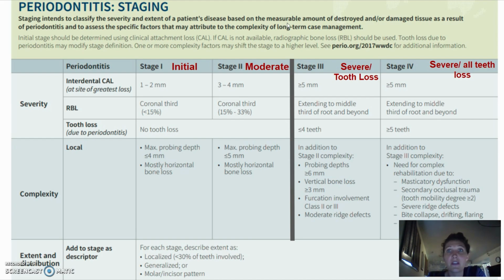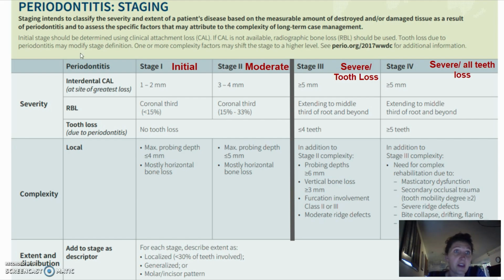So I won't go through this too much more, but the second part of this says, the initial stage should be determined using clinical attachment loss. Now I might make a note here and maybe put an addition that says determining interdental clinical attachment loss instead of just clinical attachment loss, because a lot of times we just think, oh, recession, but actually this is interproximal clinical attachment loss. If CAL is not available, well, you might be thinking, why isn't CAL available? I'll tell you why here in just a bit. Then radiographic bone loss should be used.